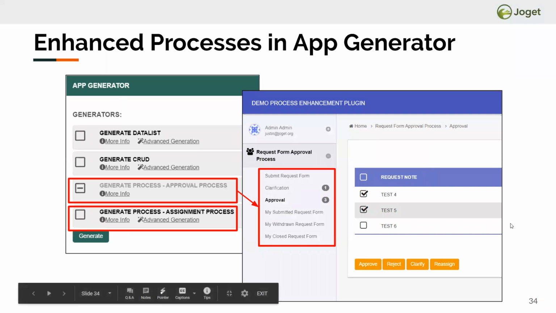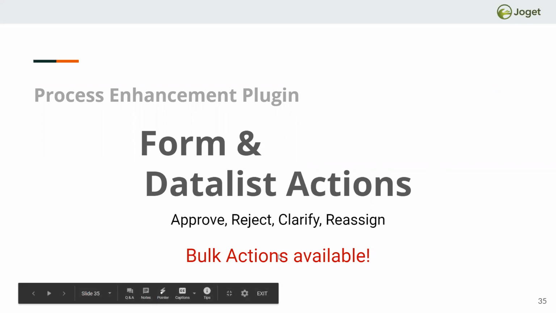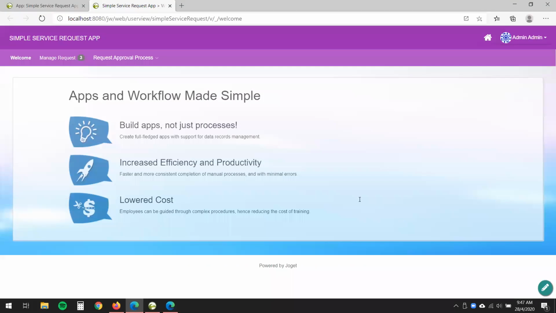I've already shown you the enhanced process generator. So now we will be taking a look at the second key feature of the process enhancement plugin, which is the form and data list actions to perform approve, reject, clarify, and reassign, even with bulk action support. So let's come back to the live demo.